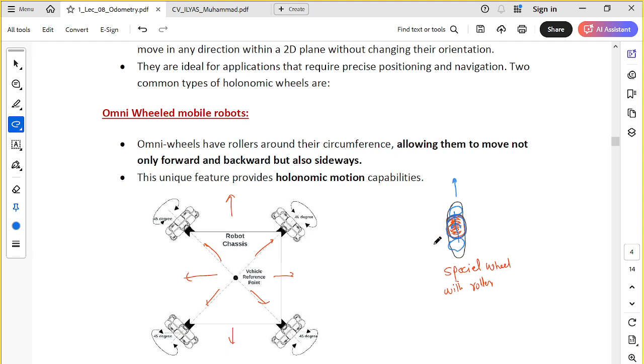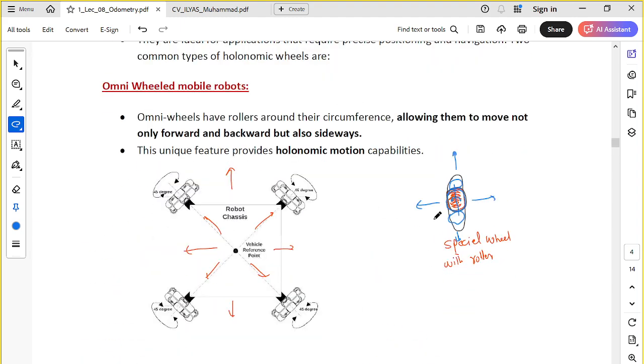So it means that this single wheel can achieve two types of motion. It can move forward, backward, and it can move left and right. So if you change the normal or common wheels with this type of wheels, we can achieve this omnidirectional motion.